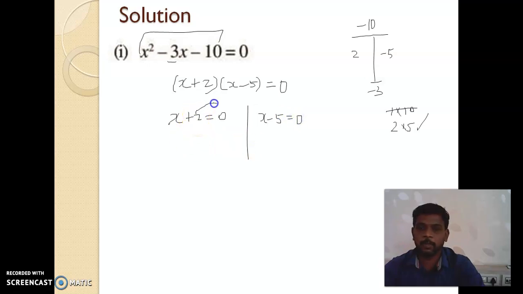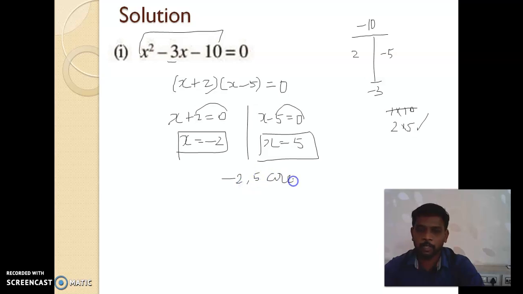So when we transpose to that side, what will happen? x equals, this plus 2 will become minus 2, so that is one of the values of x. Next, x equals, if we transpose minus 5 to the right-hand side, it will become plus 5, so x = 5. So now -2 and 5 are the roots, or zeros, of the quadratic equation.